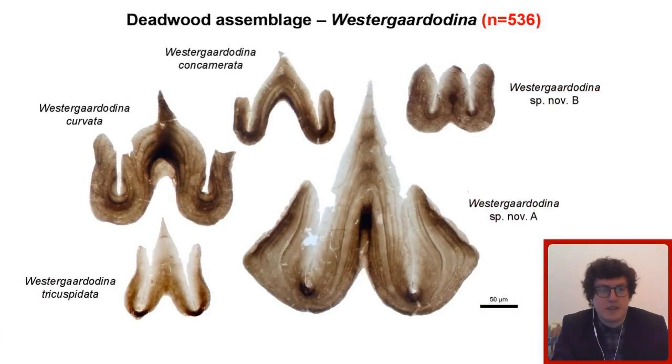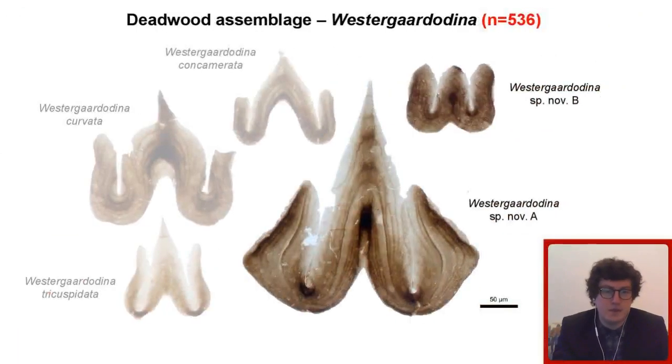And well, probably the most characteristic part of the assemblage are these W-shaped elements of Westergaardodina. So we describe 5 separate morphospecies here, 3 of which are referable to previously described specimens in the literature. So Concamerata and Cavata on the left there have both been described here for the first time outside the alum shale in Sweden, and Tricuspidata at the bottom has been described in multiple assemblages around the world previously. And we also seem to have evidence for 2 potentially new morphospecies that I'll refer to here as species A and species B.